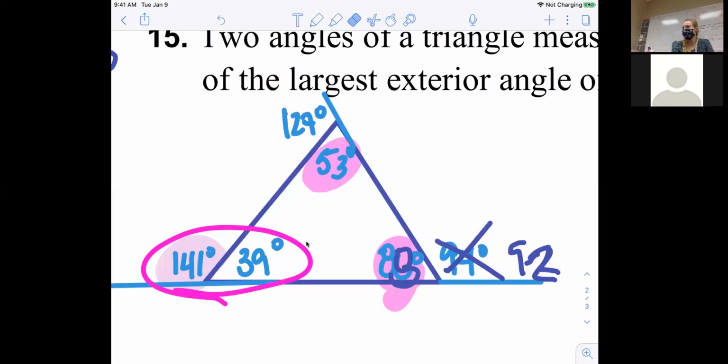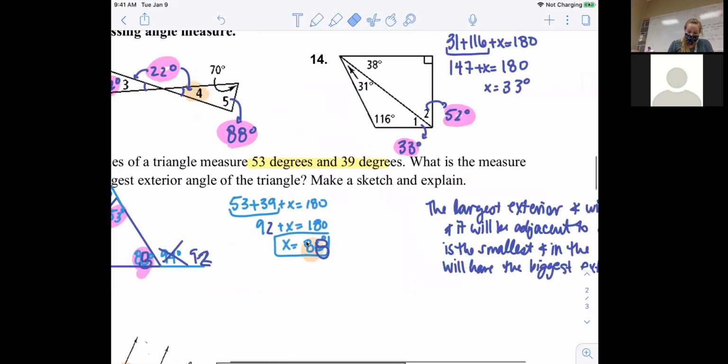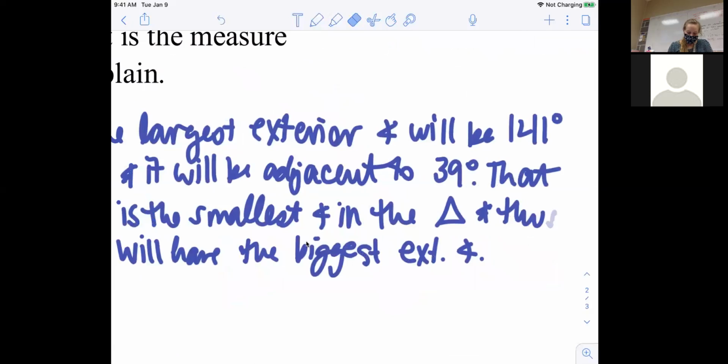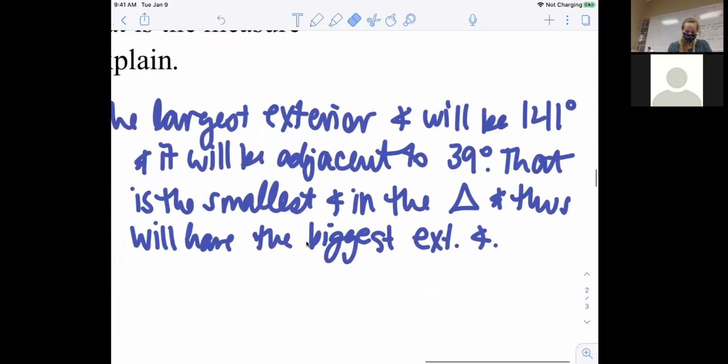Does that make sense? You could have found all of them and be like, oh, 141 is the biggest, but I said the largest exterior angle will be 141 and it is adjacent to the 39. That is the smallest angle in the triangle and thus has the biggest exterior angle. You don't need to write a paragraph like I did, but I'm just explaining my thought. The biggest exterior angle goes with the smallest interior angle. Okay, thoughts, questions, concerns, backside?